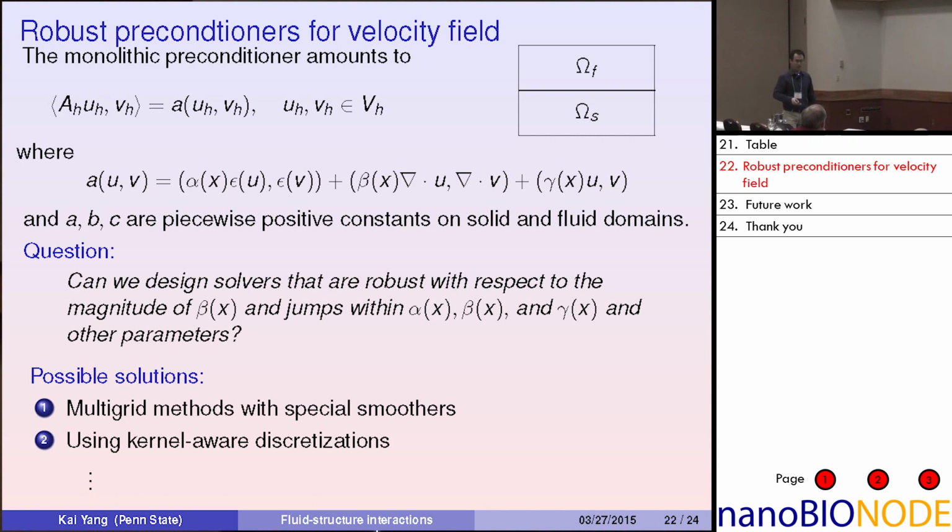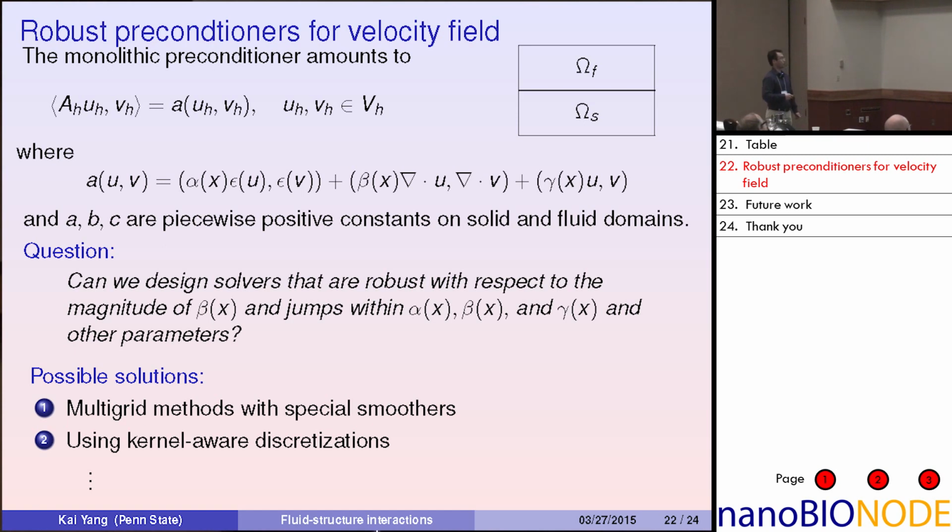I was very glad to hear on Wednesday that the discontinuous coefficients should not be a problem for multigrid. That is very good news. And also for this large derivative term, some possible solutions are multigrid methods with special smoothers and some kernel-aware discretization, such that the functions in the kernel of this derivative term can be represented by a combination of bases, so that multigrid can be designed more efficiently.